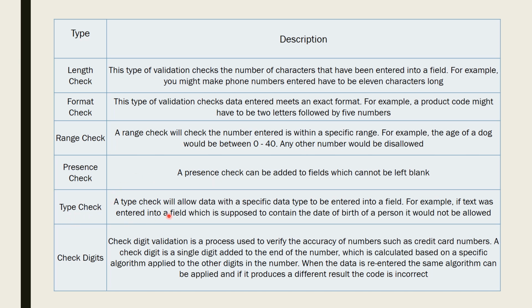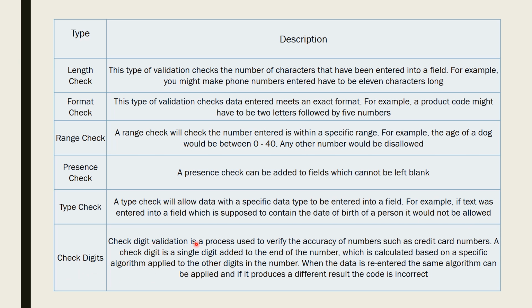Type check. A type check will allow data with a specific data type to be entered into a field. For example, if text were entered into a field which is supposed to contain the date of birth of a person, it would not be allowed. Okay, so check digits.